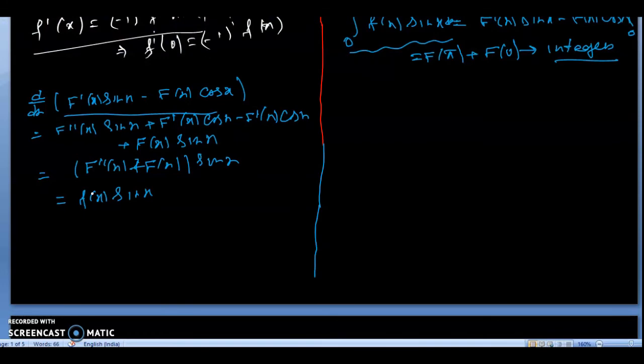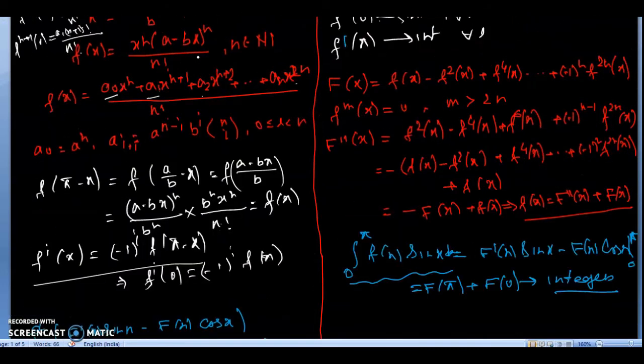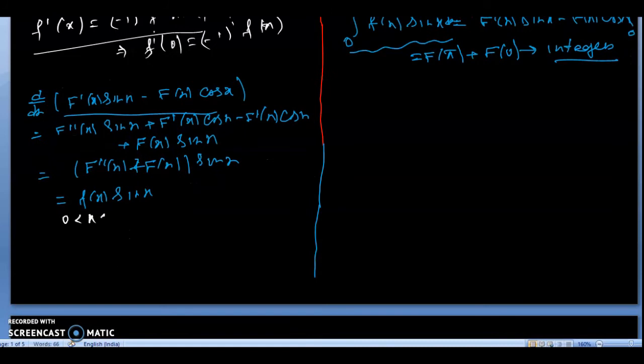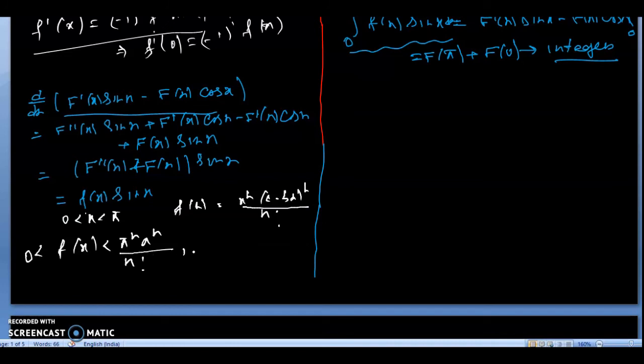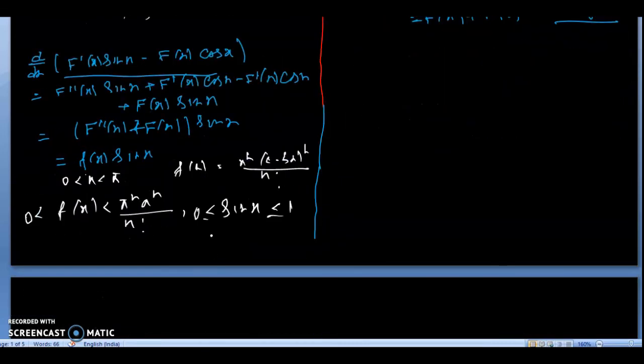Before starting this, we have to know the formula: f(x) equals x to the power n times (a minus bx) to the power n upon n factorial, and a, b are positive. Taking the limit 0 to pi, you can say that f(x) is greater than 0 and less than pi to the power n, a to the power n upon n factorial, since the maximum value of x is pi. Also, sin x lies between 0 and 1. Since we take 0 to pi, you can neglect 0.